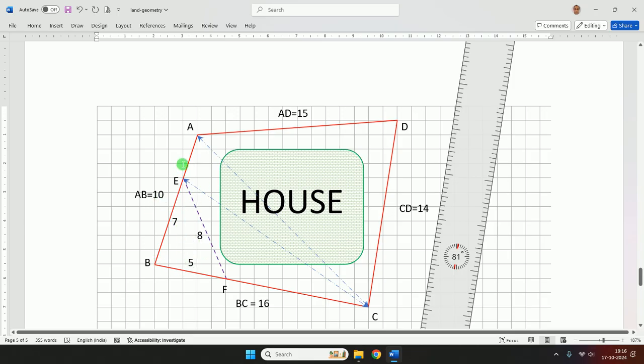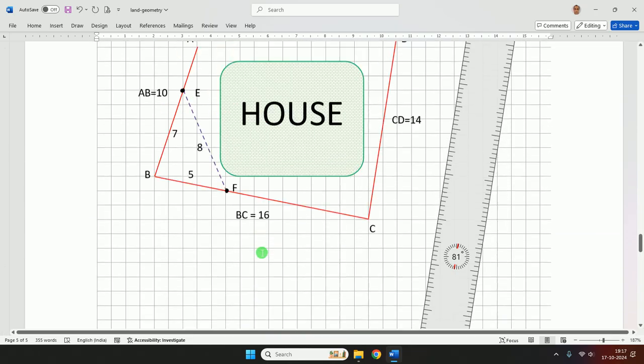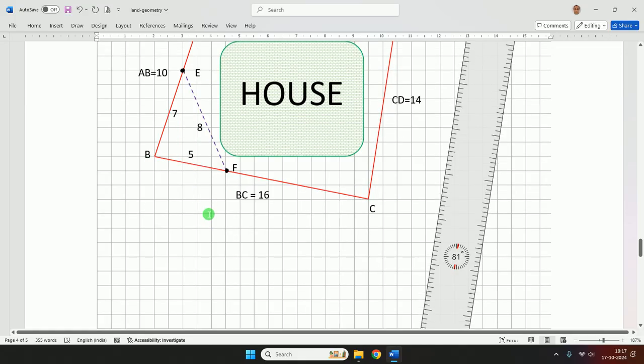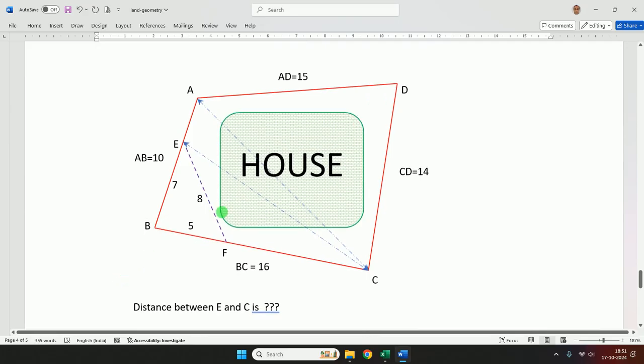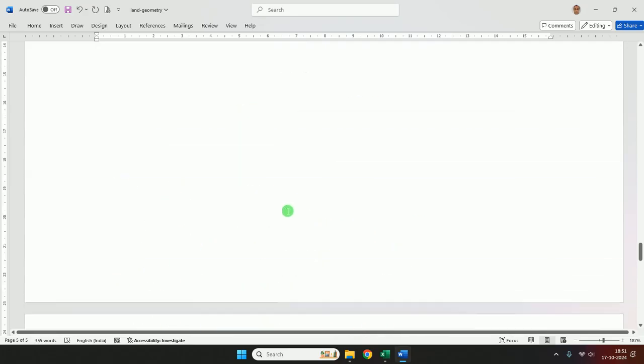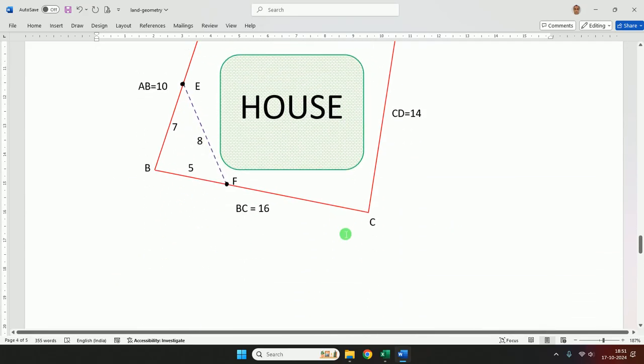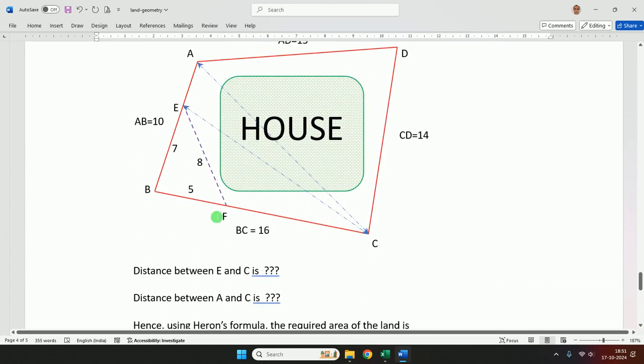If you take these sides as 10, 15, 14, 16 and all, up to a little bit of approximation. Okay, so I corrected here, but I forgot to correct in the earlier place. Correct them. Let me cross check once again, 10, 14, 15, 16. The rest is correct.